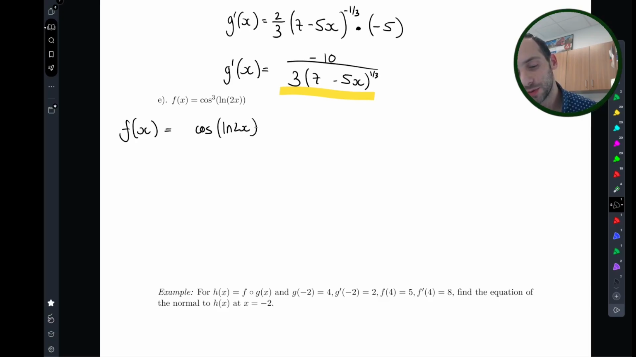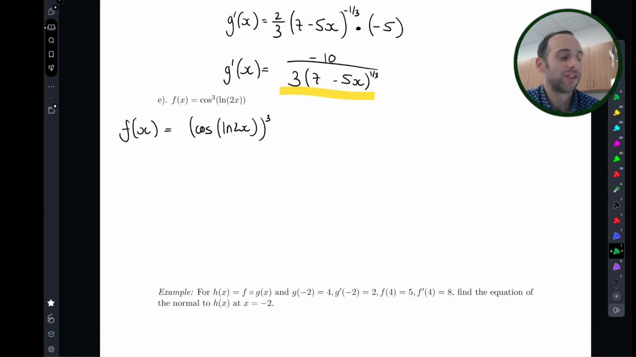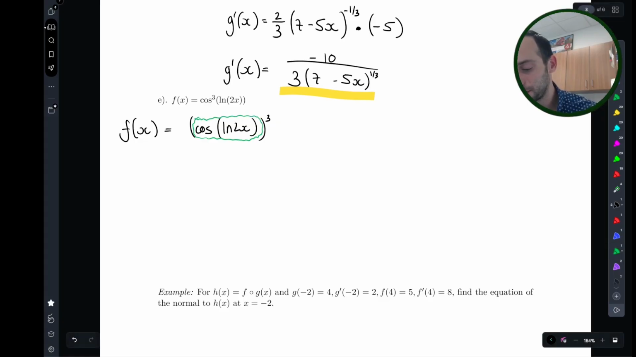Okay? So we're going to rewrite this function, just putting the cubed on the outside rather than tucking it on the inside of the cosine there, just to give us a sense of how this composition is being made. So the question here is, what is the outermost function? The outermost function is the cubing, so we'll start by putting the cosine ln 2x as our first glob.